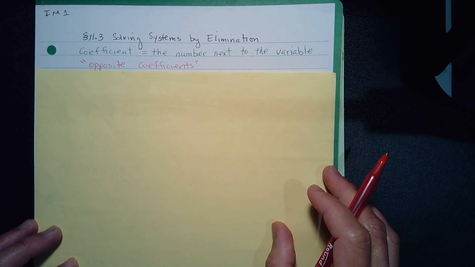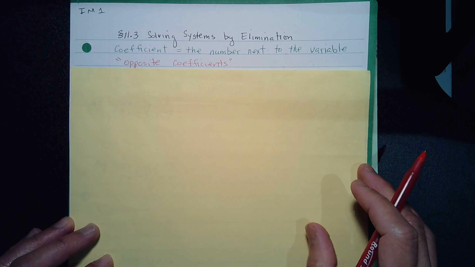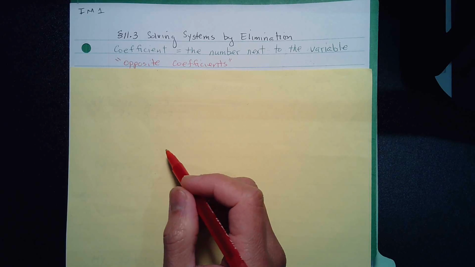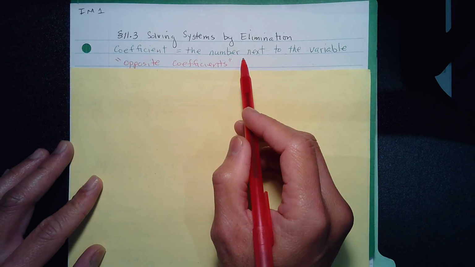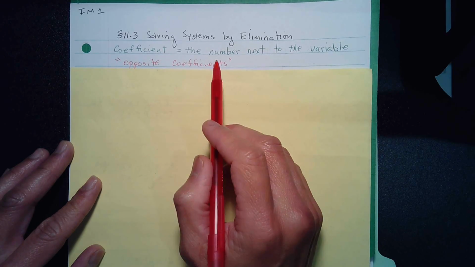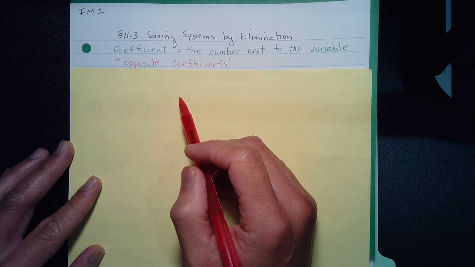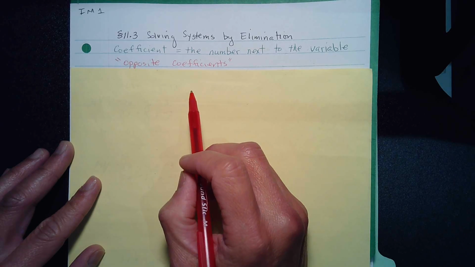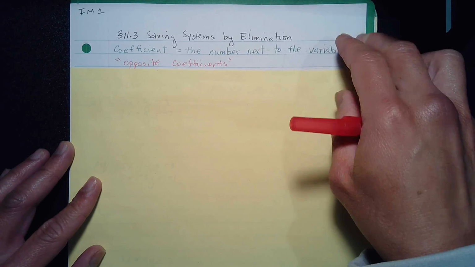Hello students, today we're going to learn section 11.3, solving systems by elimination. The word coefficient means the number next to the variable. When we solve systems by elimination, what we're looking for are opposite coefficients.